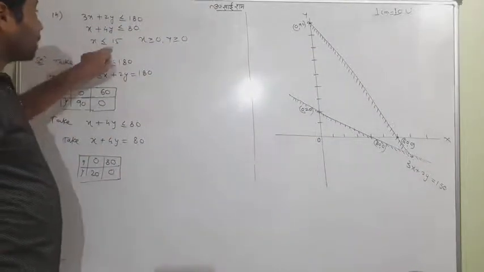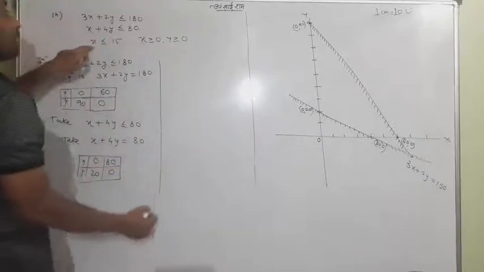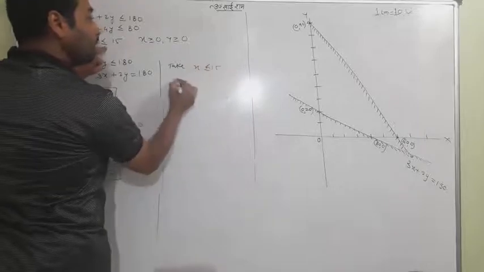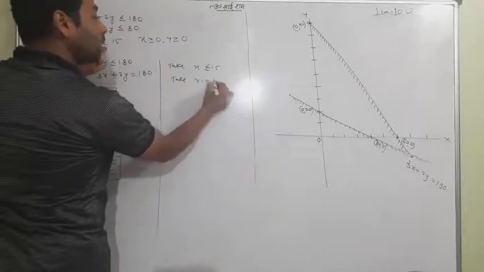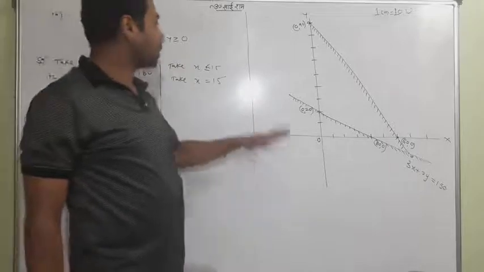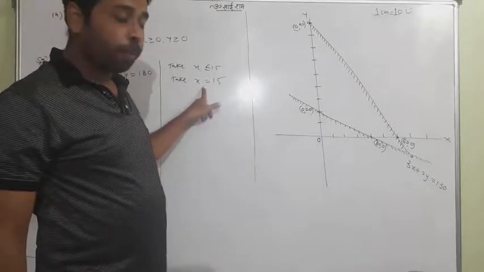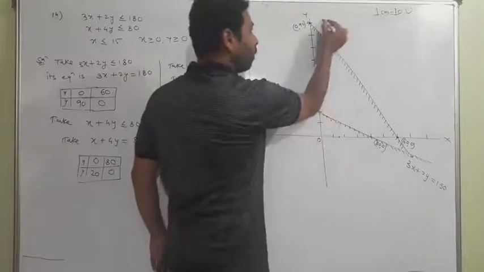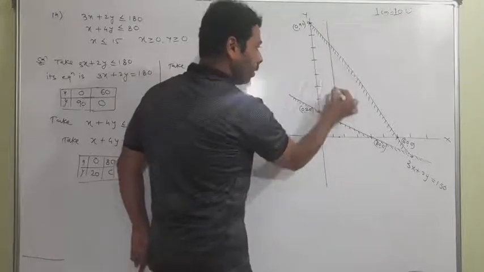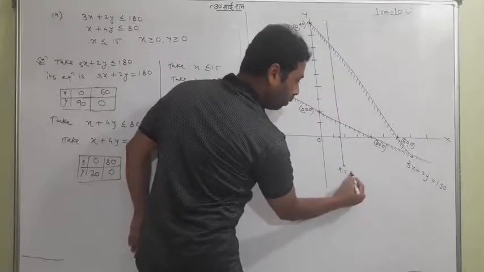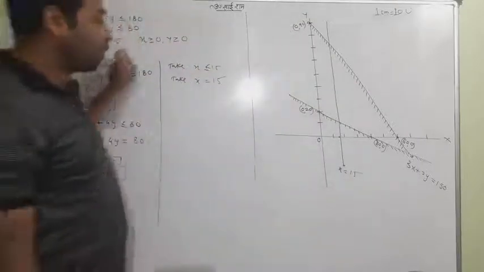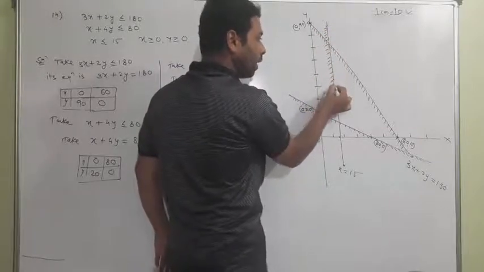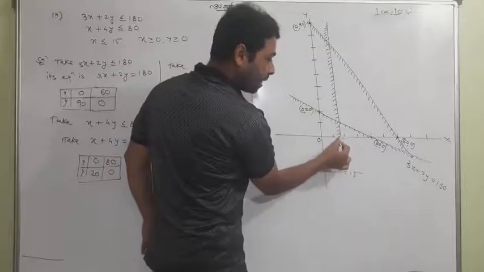Now we have x less than 15. Take its inequality as an equation, sorry, x equal to 15. x equal to 15 is a line parallel to the y-axis, passing through x equal to 15. So this is 10 and 20. It is parallel to the y-axis and passing through that point only. This is the line x equal to 15, and x less than 15 says this region here. You should understand this region is for x less than 15.